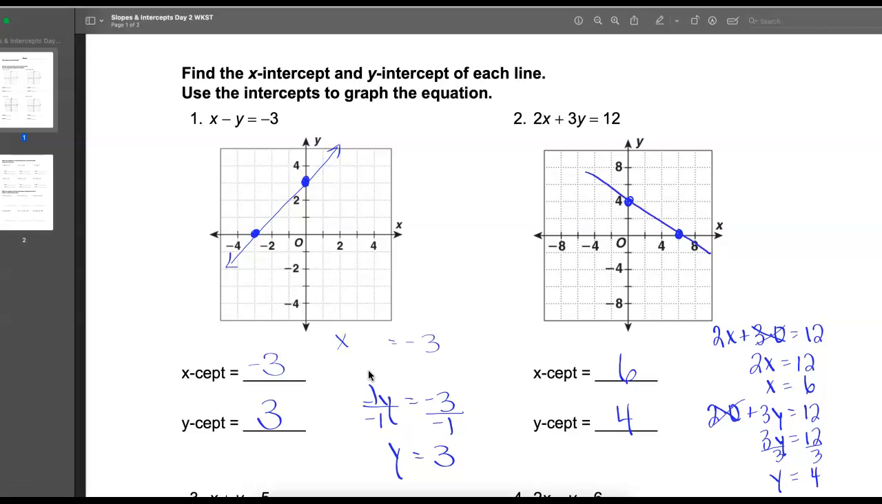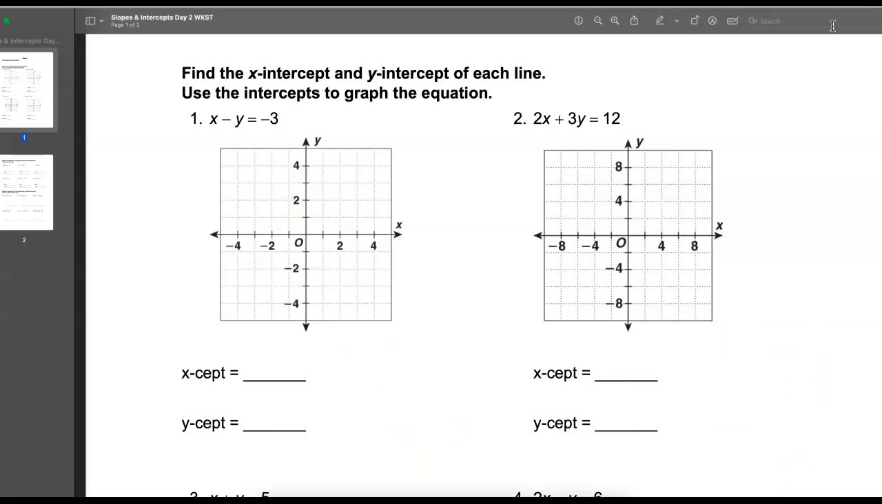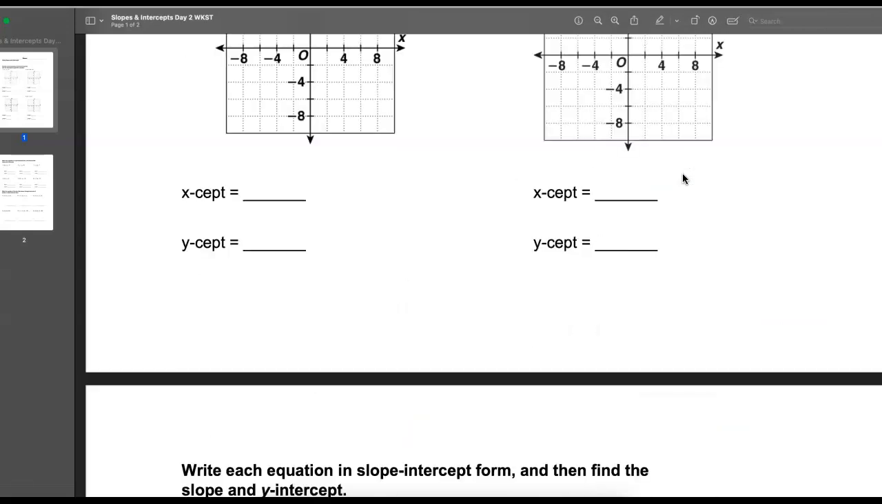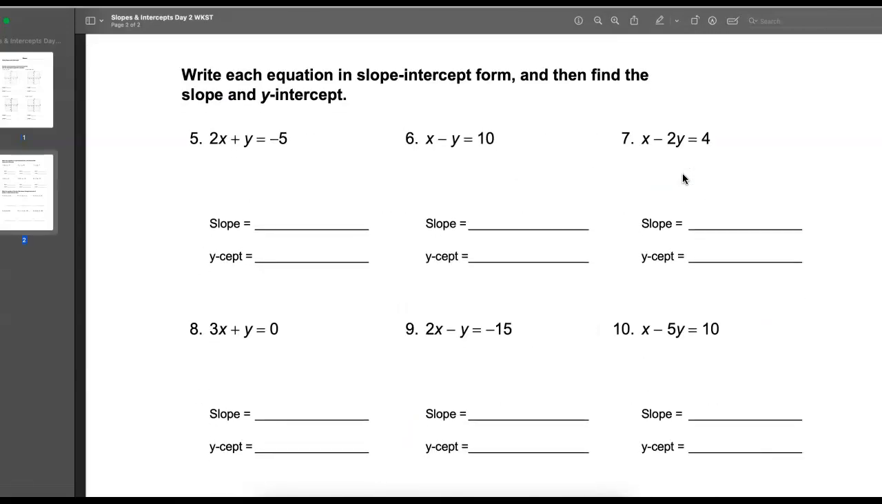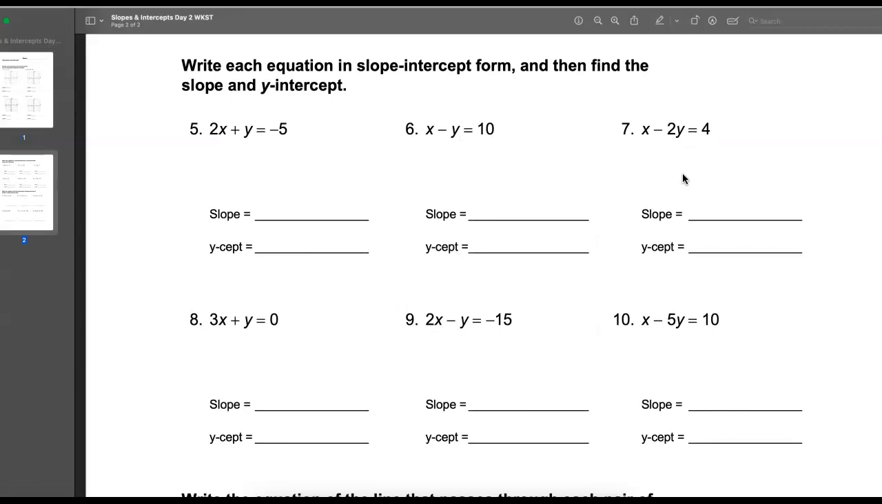Okay, so far so good? Okay, number 3 and 4 are going to be part of your homework. Okay, flip the page to the back side. Everybody flip to the back side. The other part of what we did yesterday was this. Write an equation in slope-intercept form and then find the slope and the y-intercept.